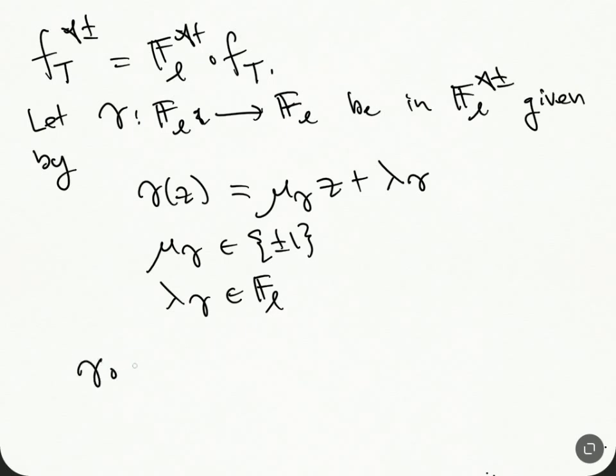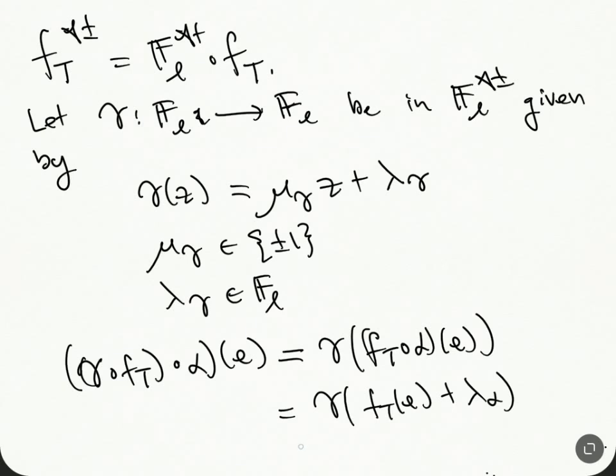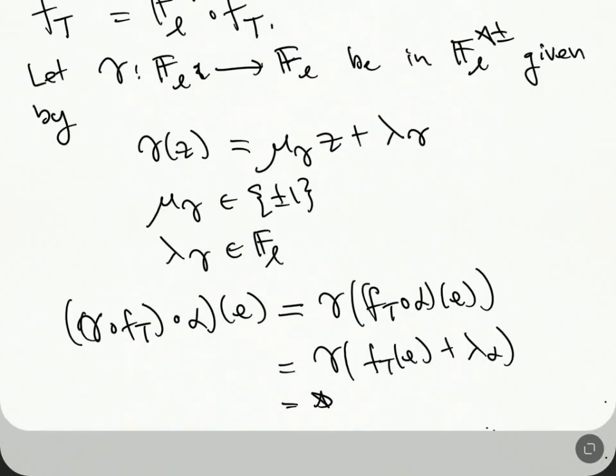So we take gamma composed with FT and composed with alpha. Okay, so this is our new representative here. We compose it with alpha, and then we plug in E. So this guy here is going to be gamma applied to FT composed with alpha of E. And we know how this transformed. So this was equal to FT of E plus lambda of alpha. And that was from the definition before. And so now we look at how this is defined. So this is star.